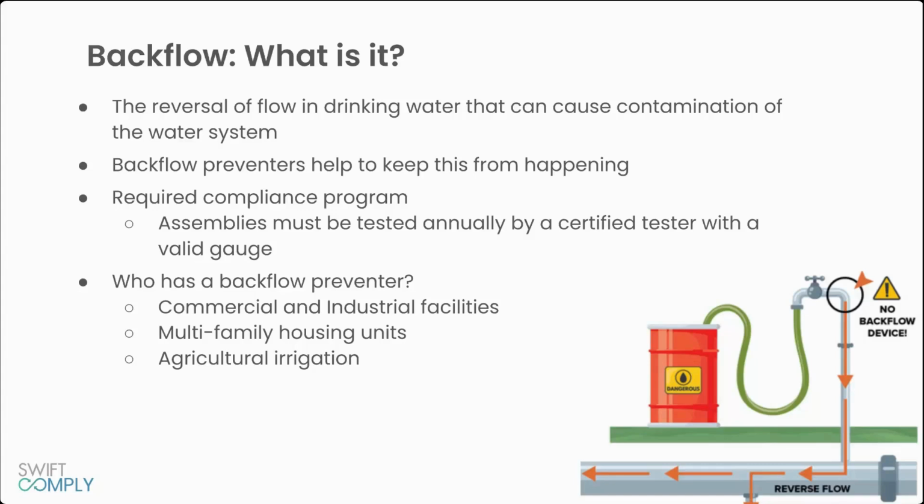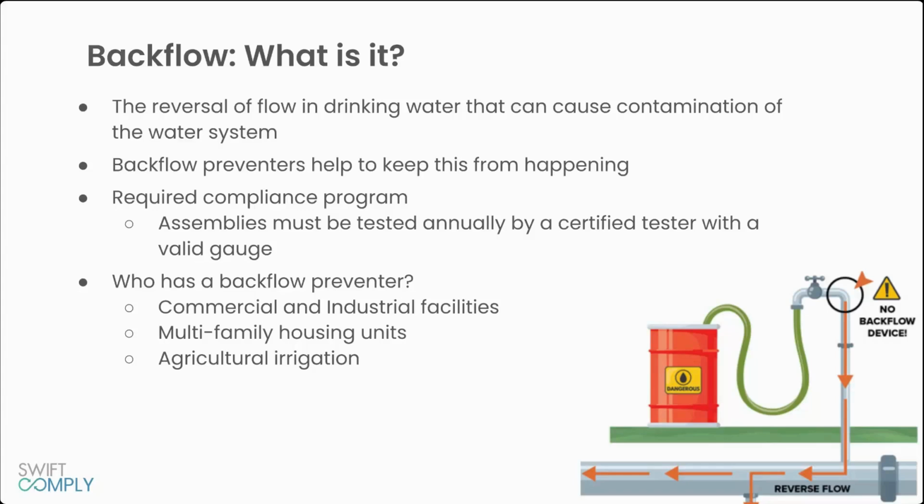But at the end of the day, it is a required compliance program, and there are a couple of different folks that we might talk about. Typically folks are going to be tracking commercial and industrial facilities. Some folks might be tracking multifamily housing units, might be looking at the agricultural side of things, and more folks are looking at residential. So you may have a residential irrigation. In that case, there is a potential for a hazard issue when we have a reversal of flow, or a cross connection contamination there.